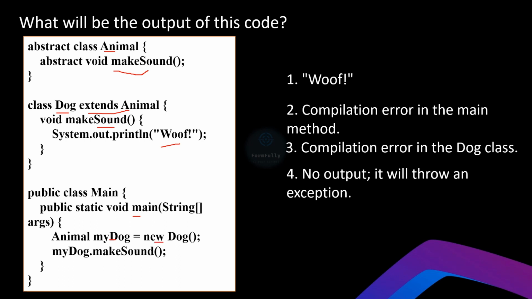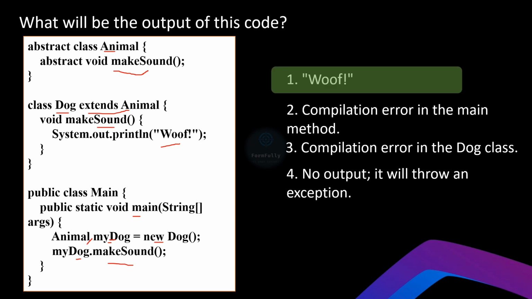I hope you remember that this is the example of polymorphism we covered in the previous video, where we can reference a subclass dog object using a reference variable of its superclass, that is the animal class. And finally, we call the make sound method on the myDog object, which will invoke the make sound method from the dog class. This is because when we call myDog.makeSound, it invokes the make sound method of the dog class, which will print woof. So the correct option is woof.